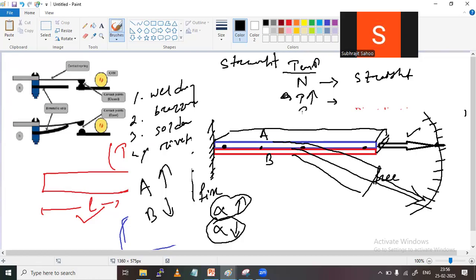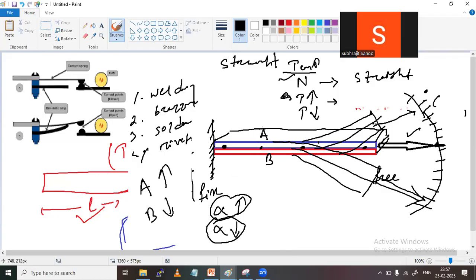When the temperature decreases below the normal temperature, what will happen? Then immediately the opposite effect will happen. The bimetallic strip will bend in this direction, and immediately the pointer will move from this position to this position. So from these three different positions, I can measure what temperature is available here. This is the total working and construction of a bimetallic strip.